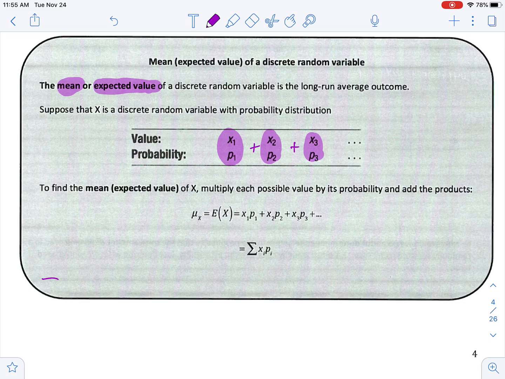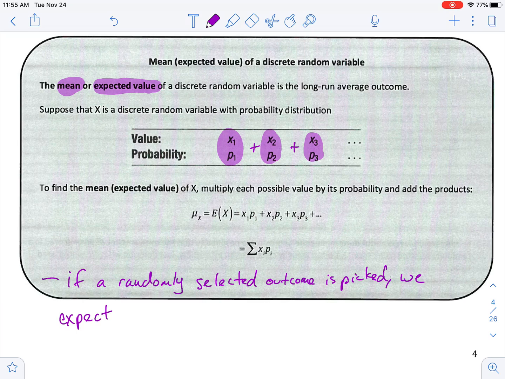What this means is, like expected value or mean, if a randomly selected outcome is picked, so like basically saying if we do this thing one time, if a randomly selected outcome is picked, we expect the mean or expected value to occur on average. Okay, so now obviously that'll sound a lot cleaner when we do it in context of a problem.